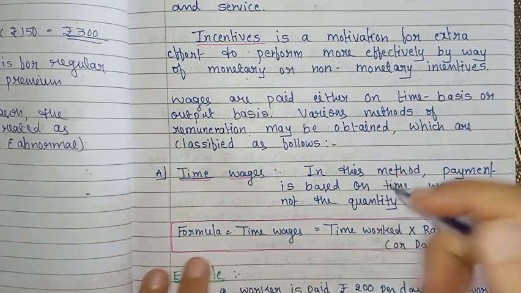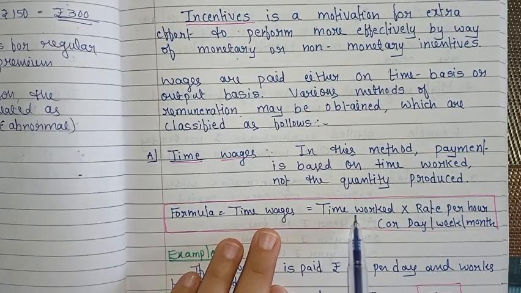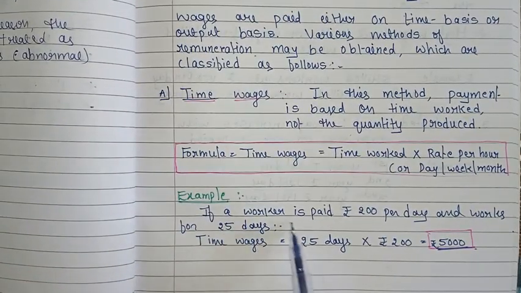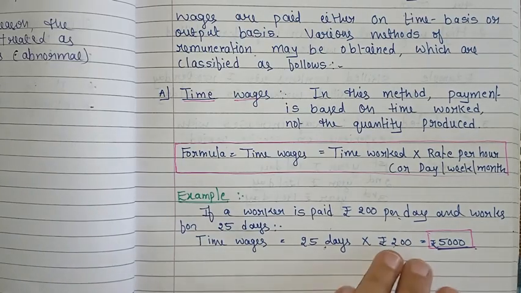That's it. So what is the formula for calculating time wages? Time wages equals time worked, or hours worked, multiplied by the rate per hour, per day, per week or per month. Clear? Simple, right? So let's see one example. If a worker is paid rupees 200 per day and works for 25 days, the earnings are time worked multiplied by the rate, that is 25 times rupees 200, so rupees 5000. This is our earnings.